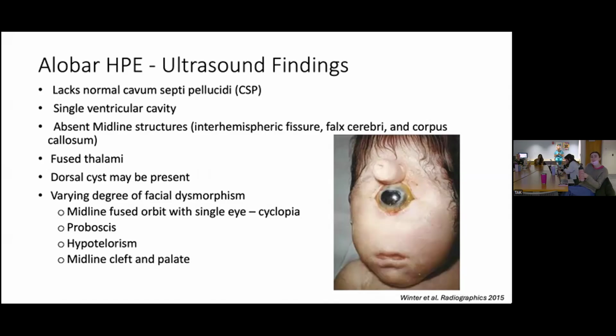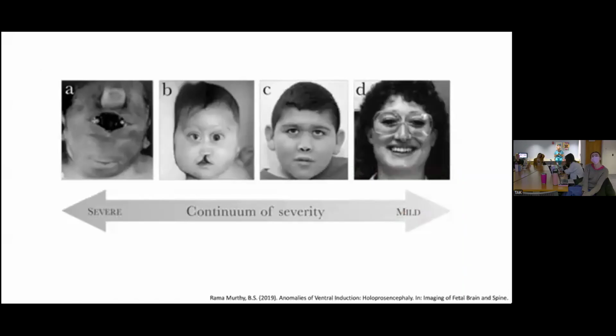Hypotelorism is also present, which is when the eyes are abnormally close together. Some cases also have a midline cleft lip and palate. And while these are common, it is important to note that sometimes the face can appear completely normal. So here's an example of the varying degrees of associated facial anomalies. Here you can see the cyclopia all the way to a patient who's very mild with no facial abnormalities.